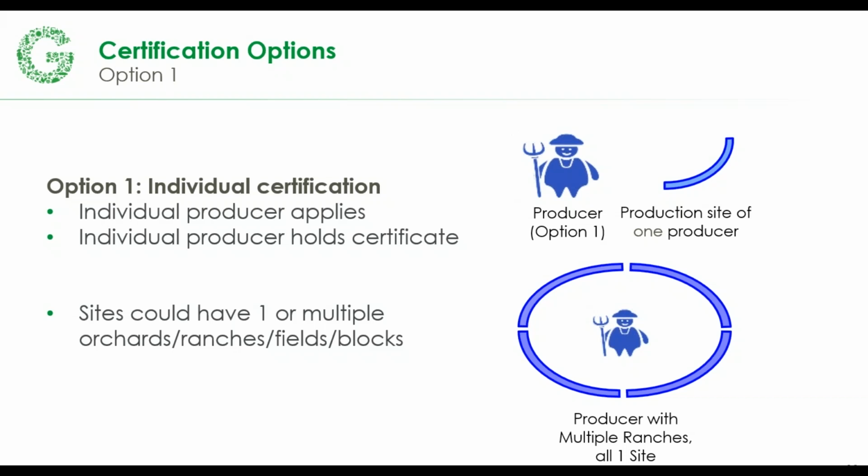Most people in the US might be familiar with certification option 1. This would be an individual producer for certification. This is the farmer having their own certificate to use in the marketplace. So the producer would apply, they would have their own certificate, and they could have one or multiple orchards or ranches or fields or blocks within that same certificate. So we are not a certification scheme that does certificates by contiguous land or by individual ranches or orchards, but we have all of the land under the same legal entity on one certificate. So that would be our option 1.